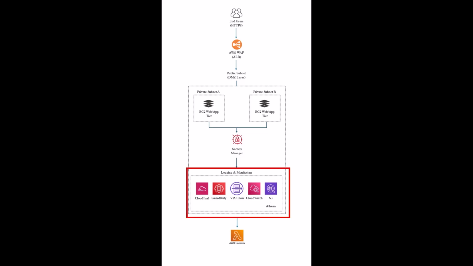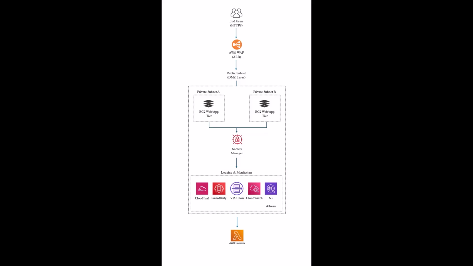Logging and monitoring are centralized to provide visibility across the environment. CloudTrail records API activity and configuration changes, enabling governance and forensic traceability. GuardDuty analyzes CloudTrail, VPC flow logs, and DNS data to identify potential threats and anomalous behavior. VPC flow logs capture network traffic metadata, allowing analysis of accepted and rejected connections, while CloudWatch aggregates logs, metrics, and alarms to monitor application health, traffic patterns, and security events in near real time.